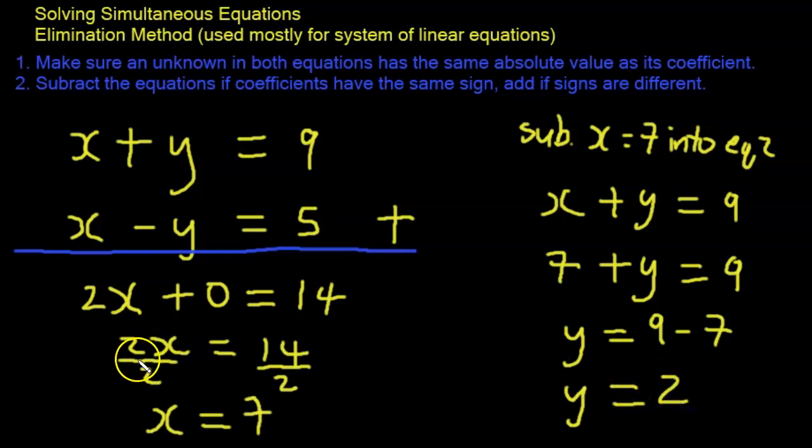So same result in the end, regardless of whether you add or you subtract. And the important thing is one of the unknowns must be eliminated, so to speak. And that's why the method is called the elimination method.